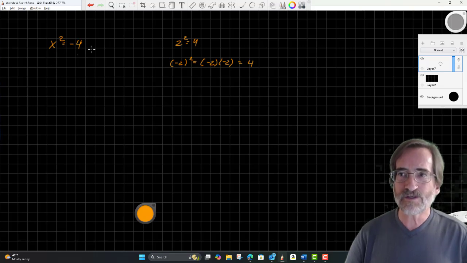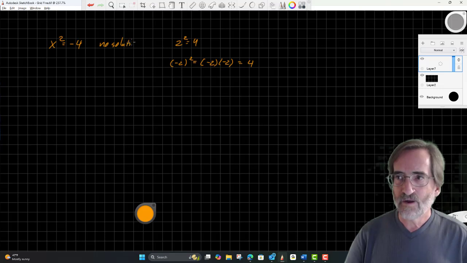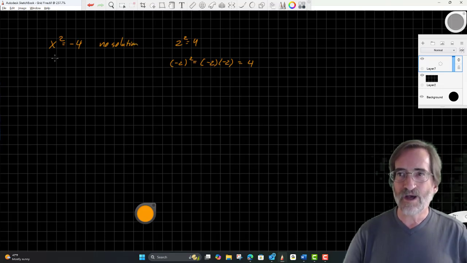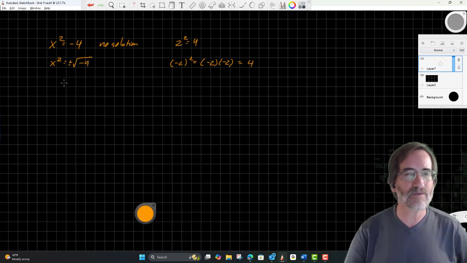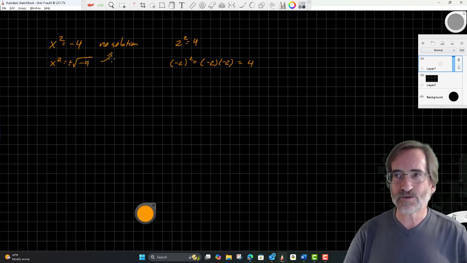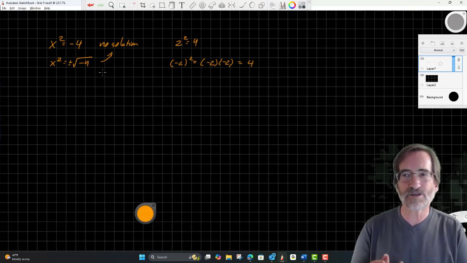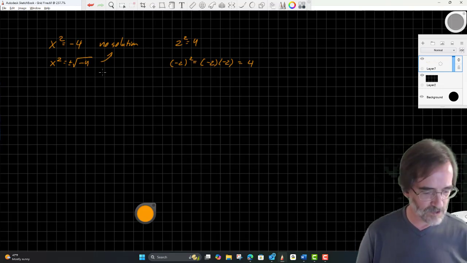And so what we say here is this has no solution. It has no solution, because we are trying to take the plus or minus square root of a negative number, and you can't square root a negative number. No solution. Okay, so if you end up with that situation, immediately you know there's no solution.